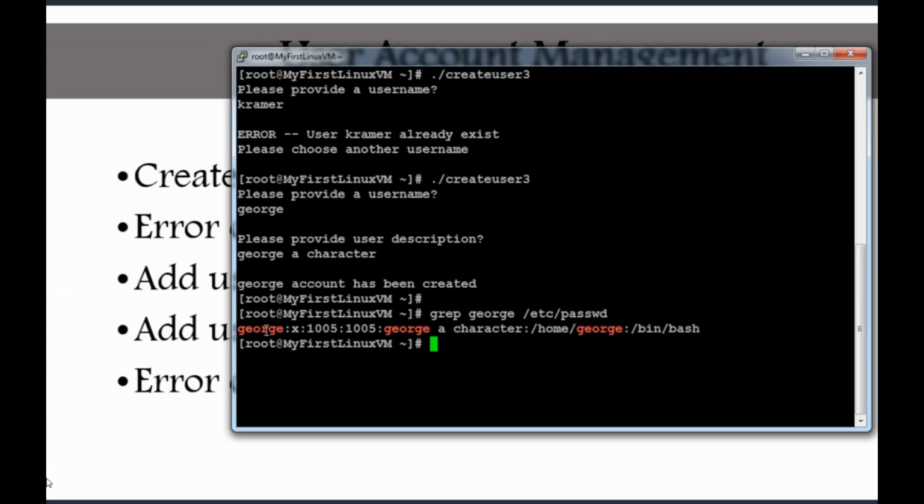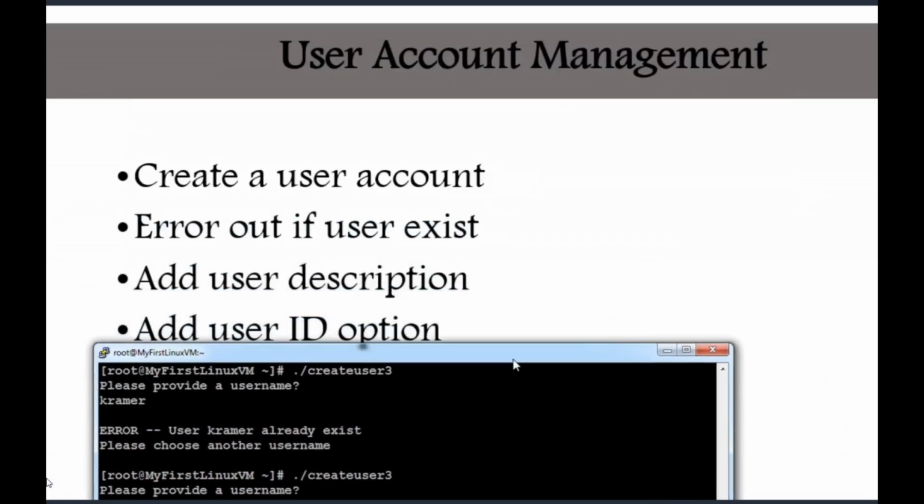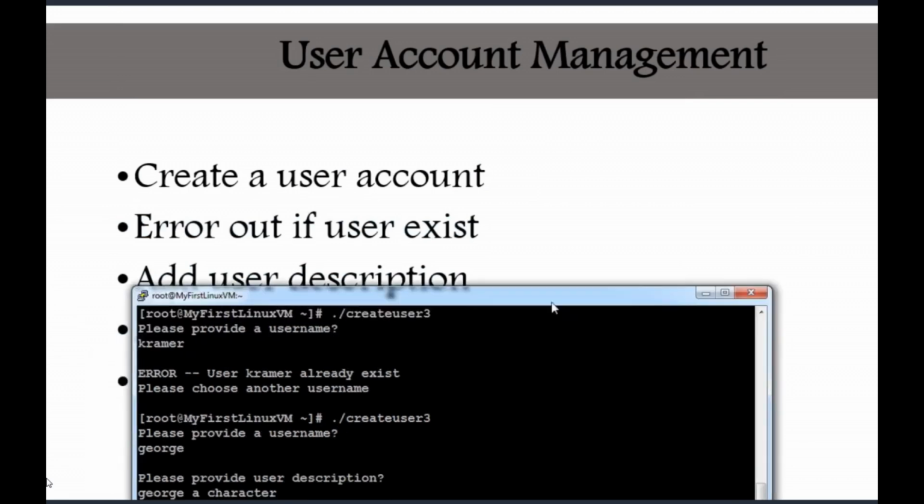Okay, see it has a username, the updated user ID, and the description right here. The user description is George, a character. It goes to the home directory and the bash. This is our third script, which is to add user description. The fourth script is to add a user ID.